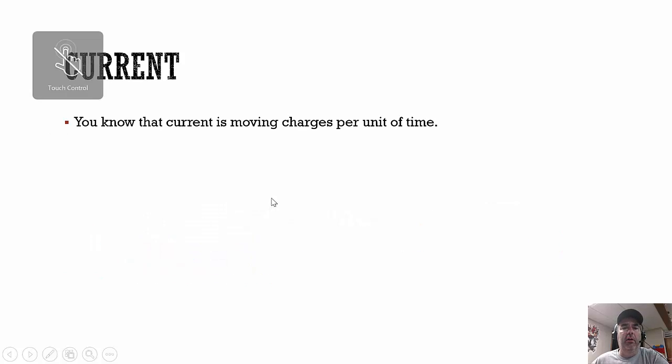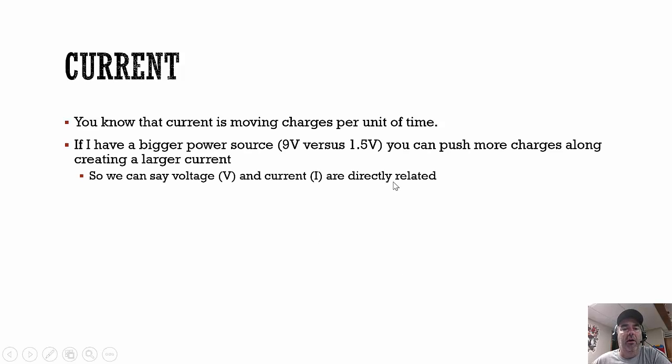Now you know that current is going to be these moving charges per unit of time. More charges pass a point, we have more current. Fewer charges pass a point in that same given amount of time, less current that we have. If I have a bigger power source, a 9-volt battery say versus a small 1.5 AA, you can push more charges along. And if you push more charges along, then you have a larger current. So we can say that voltage and current are going to be directly related to one another.